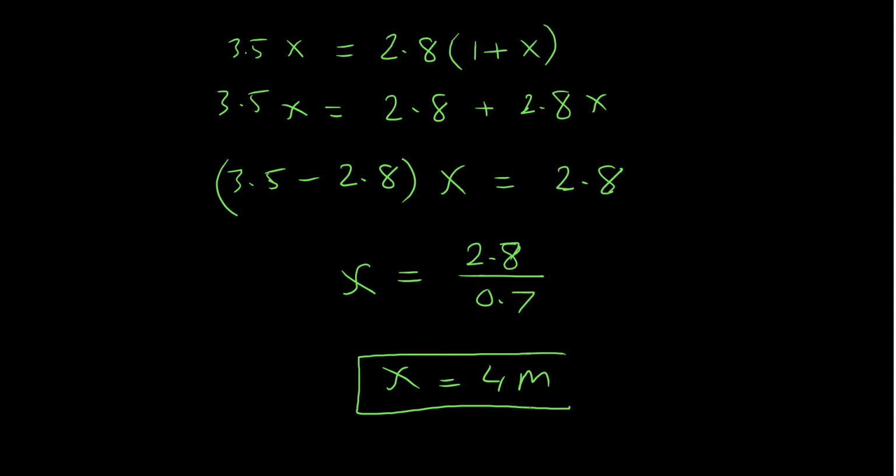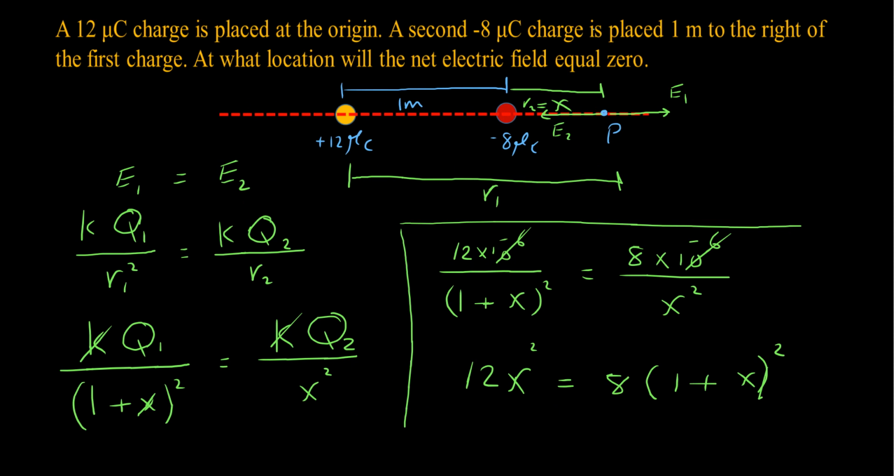So the distance between the negative 8 microcoulomb and that point P will be 4 meters, and the distance between the 12 microcoulomb and that point P will be 5 meters. This position will have a net total electric field of 0.